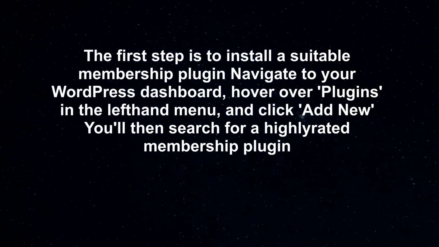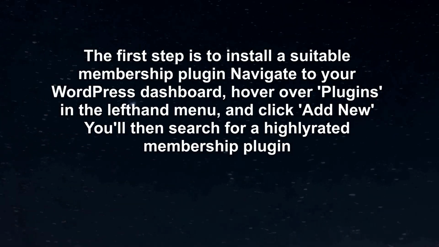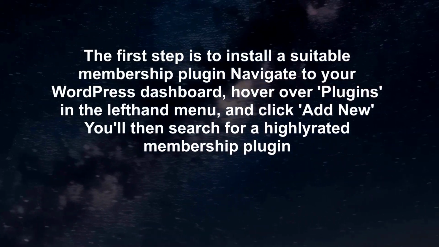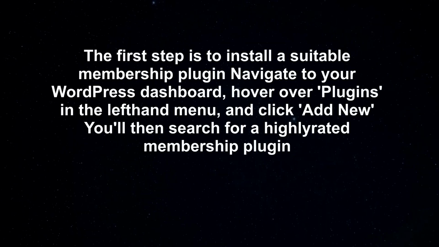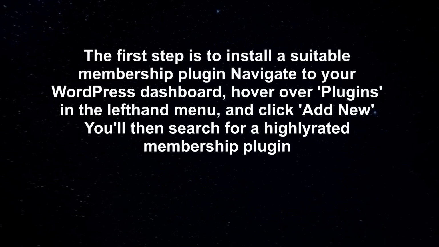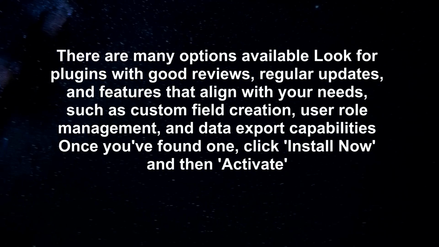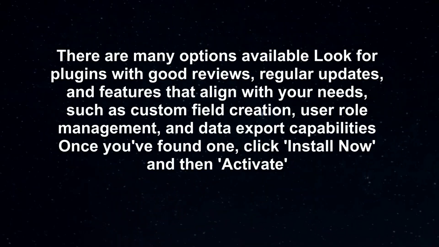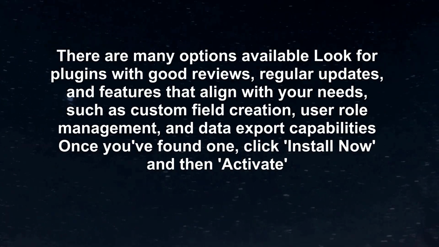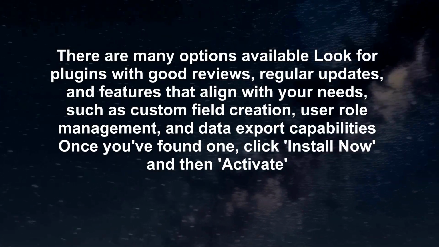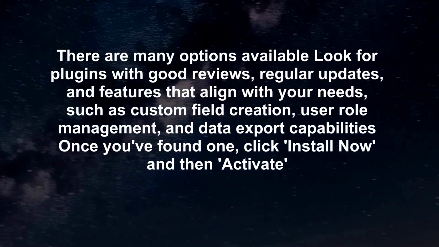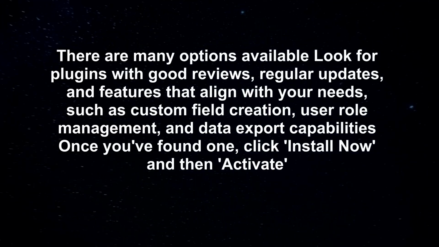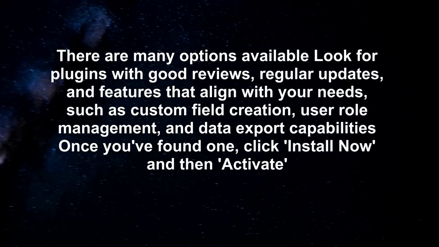The first step is to install a suitable membership plugin. Navigate to your WordPress dashboard, hover over Plugins in the left-hand menu, and click Add New. You'll then search for a highly rated membership plugin. There are many options available. Look for plugins with good reviews, regular updates, and features that align with your needs, such as custom field creation, user role management, and data export capabilities. Once you've found one, click Install Now, and then Activate.